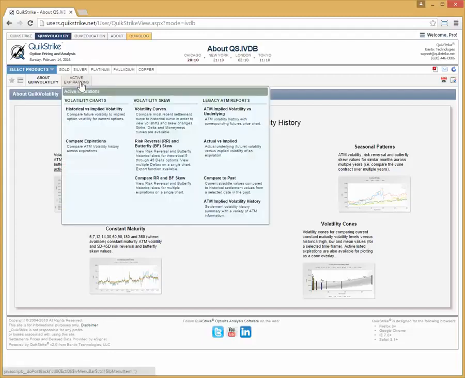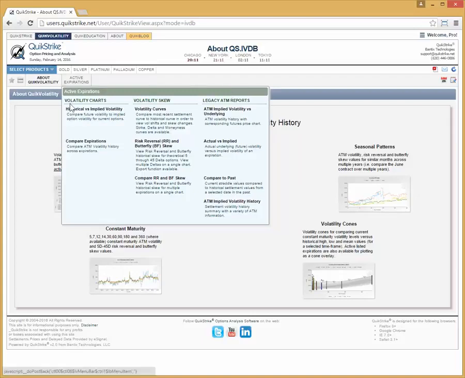Okay, so what we're going to focus on today is this active expiration section. Okay, so let's click on active expirations and see what we have available. So you're going to notice three columns: the legacy at the money reports. We're not going to cover these at all. We essentially deprecated these, but people got used to seeing these pages, so we put them back up there for those that wanted to keep using them.